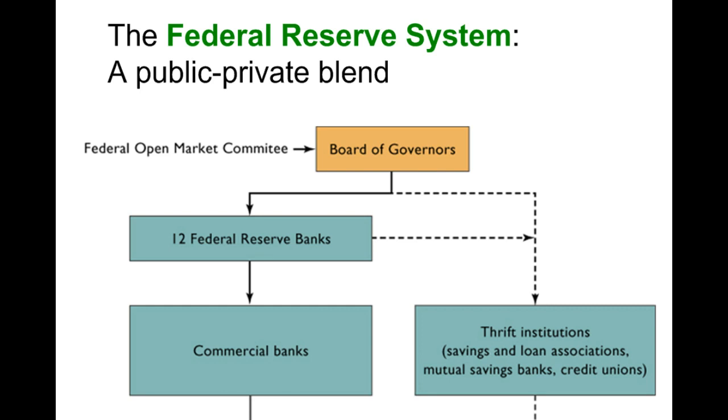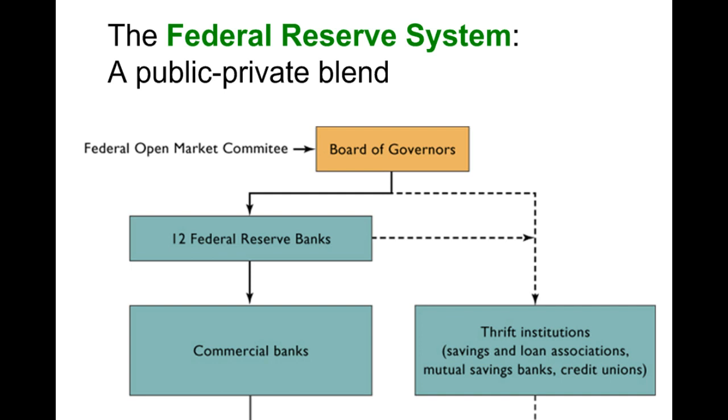The top leadership is the Board of Governors, 7 people appointed to 14-year terms. The governors are appointed by the President and confirmed by the Senate. Their terms are staggered, meaning every 2 years someone's term is up. That way, they're not all new at the same time, and they're not all tied to one president.